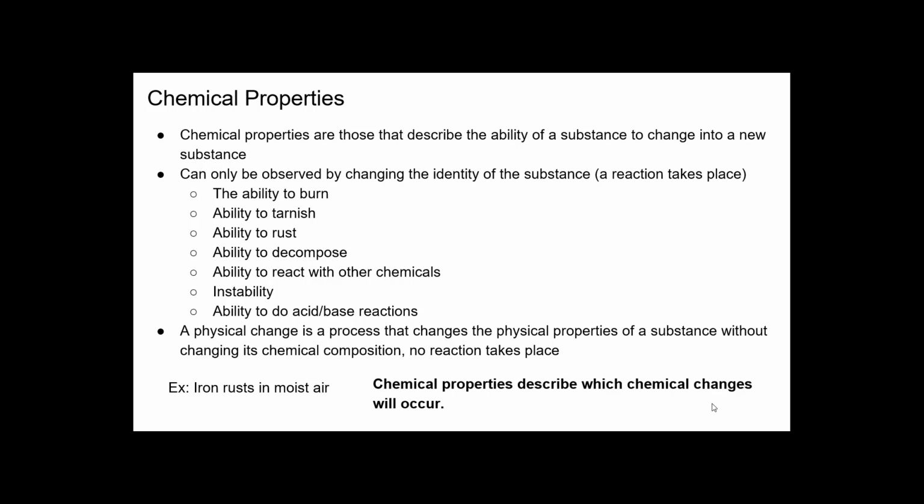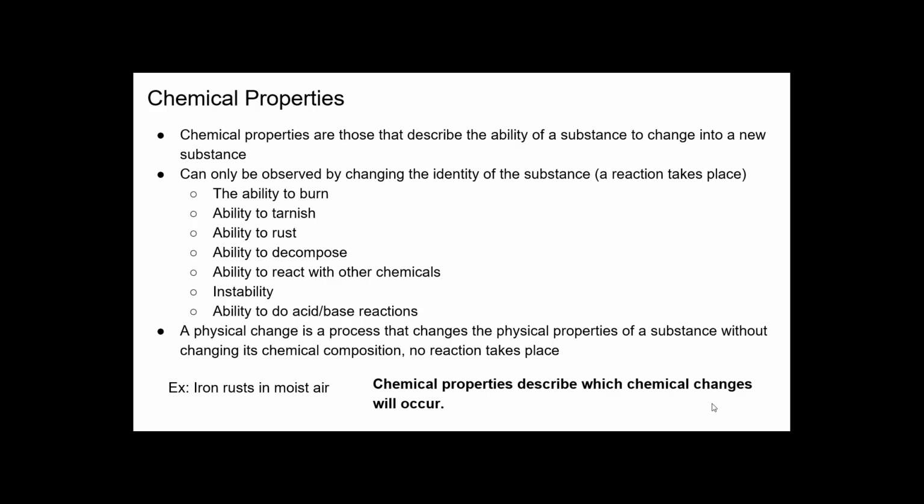So this ability of a substance to change into a new substance can only be observed by changing the identity of the substance. So only when this chemical reaction is occurring and changes it into something else do you see what those properties are. So if something has the ability to burn, you're not going to see the new property unless it's been burned or going through burning. Ability to tarnish. Iron will tarnish. Silver will tarnish. Tarnish is that it's slowly corroding away. So silver, you don't want this black tarnish on it because what it's doing is it's interacting with the oxygen and it's just slowly decomposing. It's no longer silver. It's silver oxide.